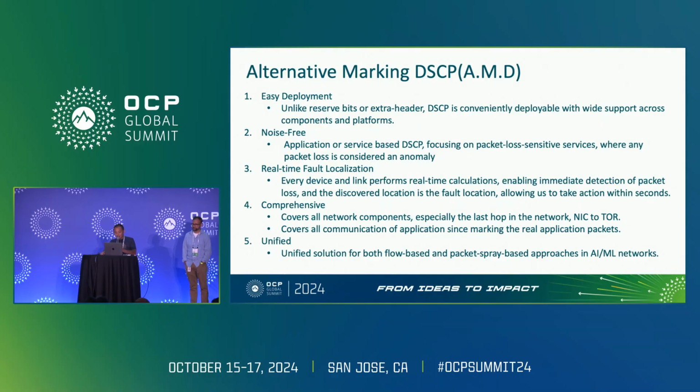The fourth, alternative marking DSCP is comprehensive. It can cover all real training traffic and forwarding components, including the last hop, reflecting the actual packet loss. The last, this is a unified solution. It can support both the flow-based and the packet-based forwarding model. These two are common in AI or machine learning networks.